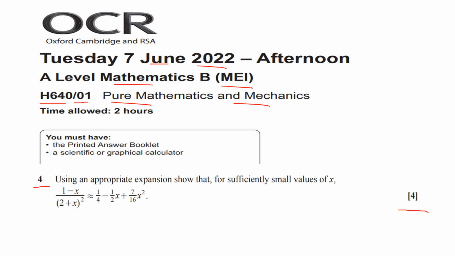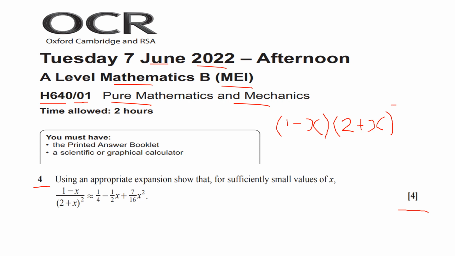expansion to show that for sufficiently small values of x, (1 minus x) over (2 plus x) all squared is approximately 1/4 minus a half x plus 7/16 x squared. So step 1, guys, write it in index form. We're going to have 1 minus x multiplied by 2 plus x to the power of minus 2. Remember, the negative does the reciprocal.